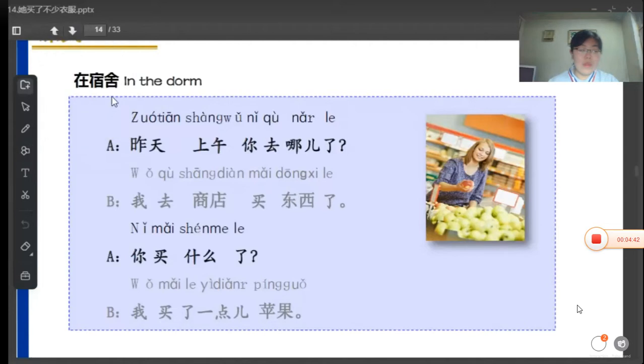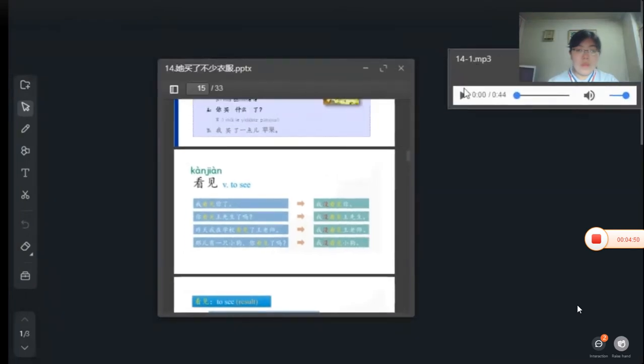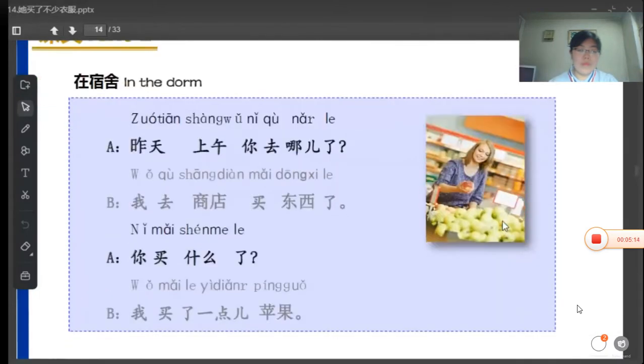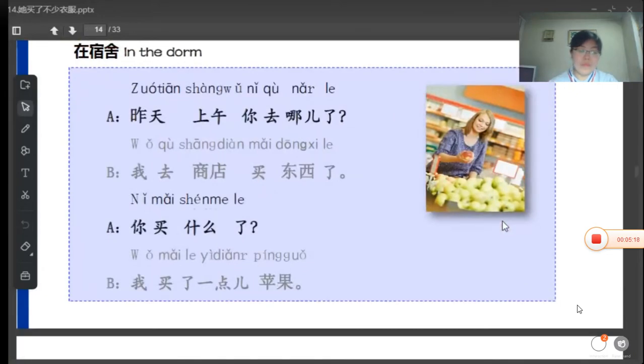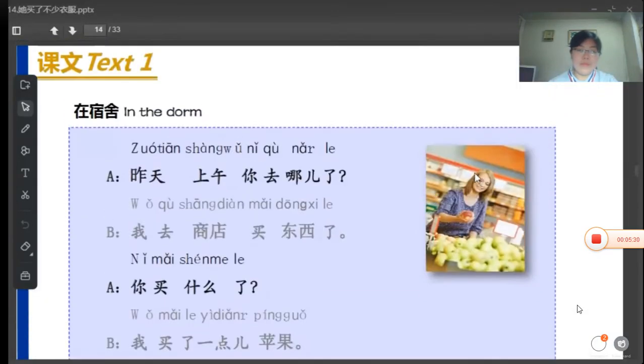第14课，他买了不少衣服。Lesson 14. She has bought quite a few clothes. 课文1，Text 1. 昨天上午你去哪儿了？我去商店买东西了。你买什么了？我买了一点儿苹果。New words. New clothes. Again. 课文一，Text 1. 昨天上午你去哪儿了？我去商店买东西了。你买什么了？我买了一点儿苹果。New word. Okay, finish.